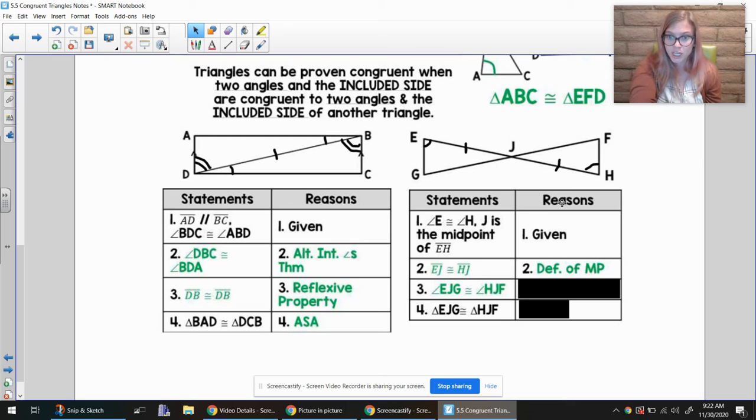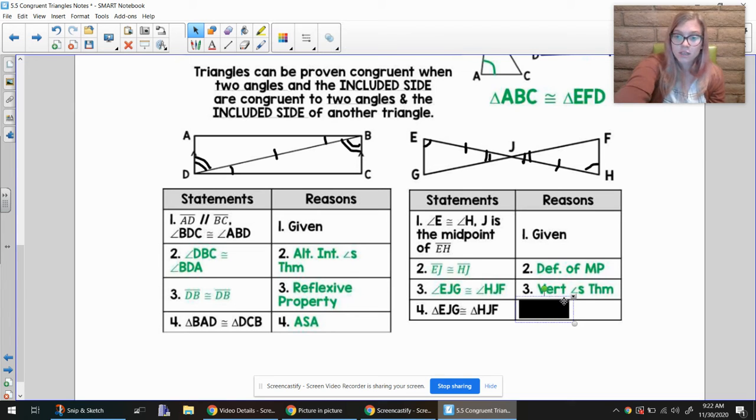and EJG is congruent to HGF. We know that these two angles are congruent because they are vertical angles, and we know that angles across from each other are always congruent. Now we have two angles and the included side being congruent, so we can prove that the triangles are congruent using ASA.